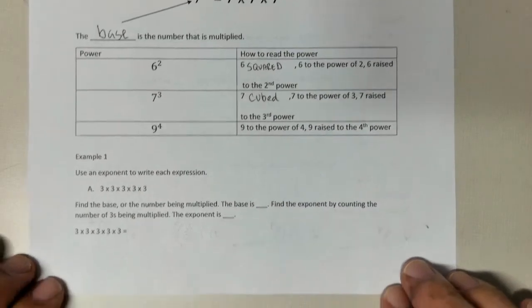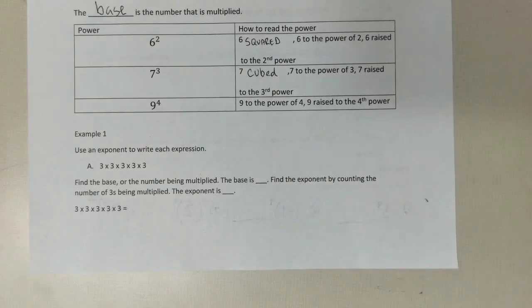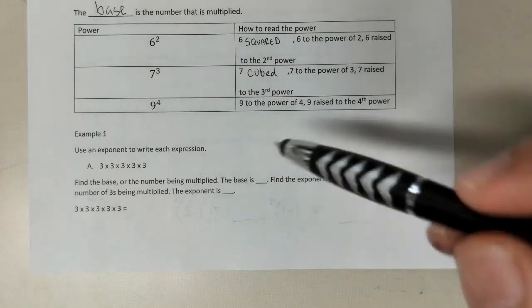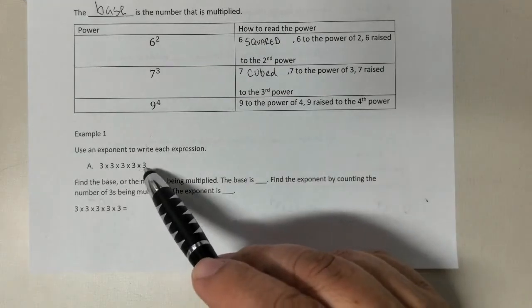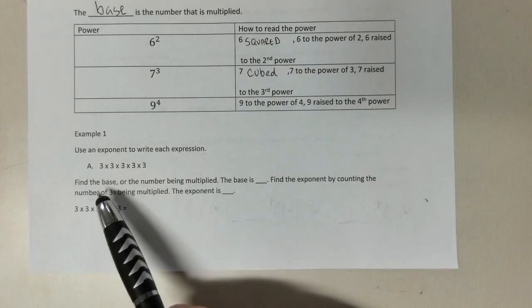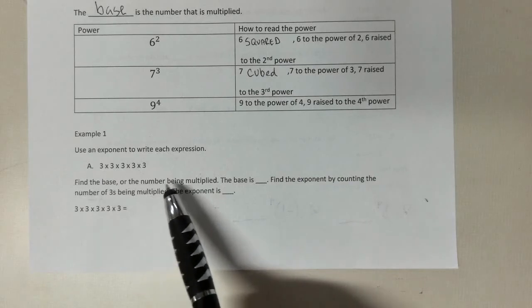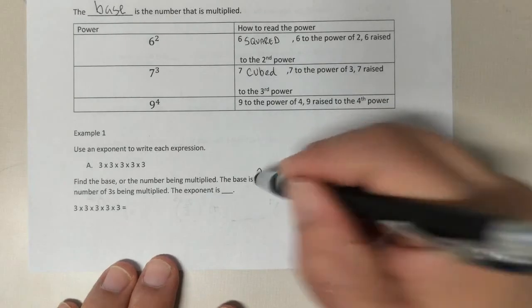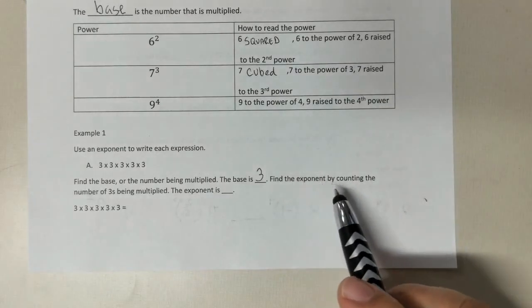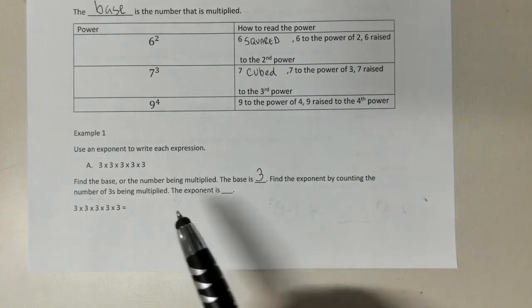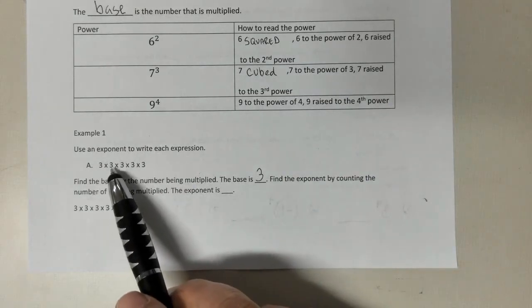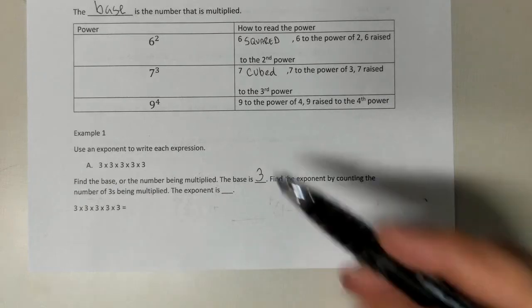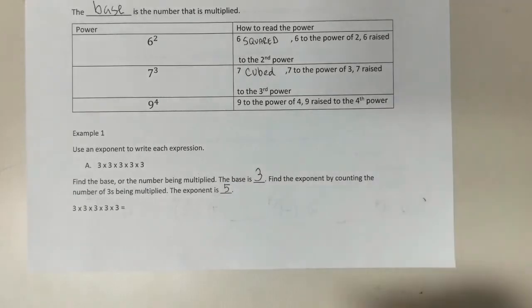So let's take a look at some examples. Example 1 says, use an exponent to write each expression. So we want to use an exponent to write this expression. First we want to find the base, or the number being multiplied. In this case, the base is 3. Next, we want to find the exponent by counting the number of 3's being multiplied: 1, 2, 3, 4, 5. So the exponent is 5.